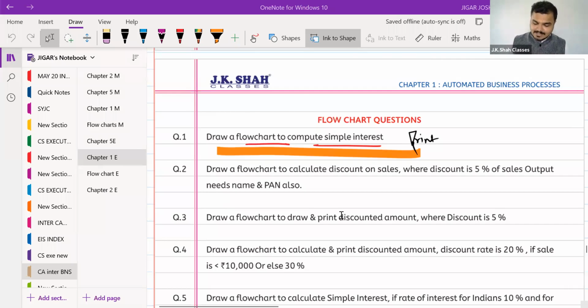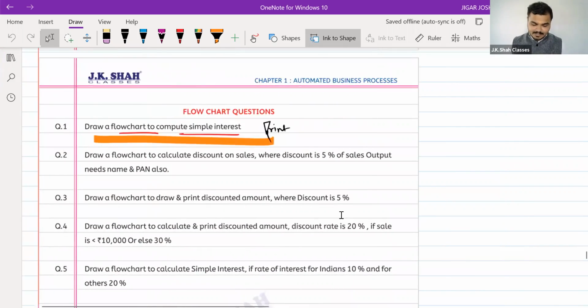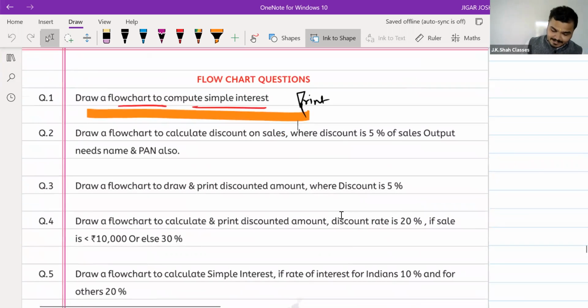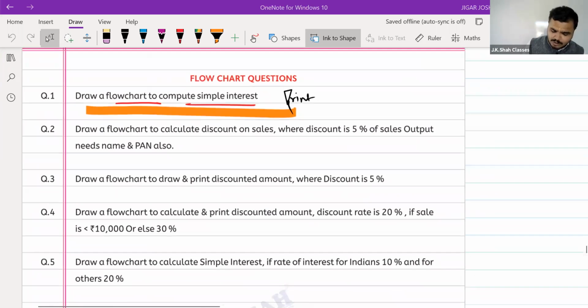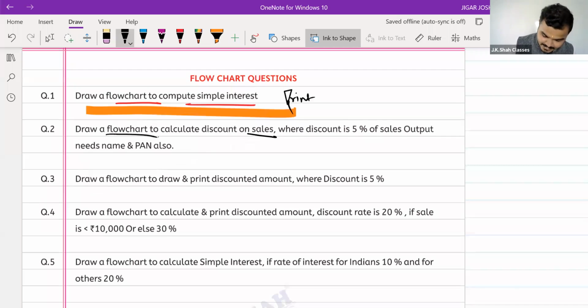Second question, people, just listen to me very carefully. What does the second question indicate? Yes, sir. The second question says, my dear chartered accountants, draw a flowchart to calculate discount on sales. They have clearly mentioned that it's sales only, where the discount is 5% of the sales. Understood? Yes, sir.